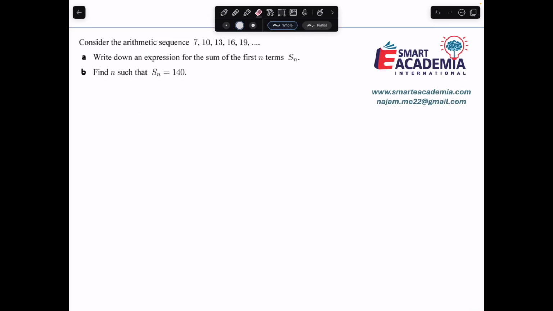Now consider another example. It says, consider the arithmetic sequence 7, 10, 13, 16, 19. Write down an expression for the sum of n terms, Sn. In this case, we want to find the general term. And as I told you, the only variable that should be in the general term is n, and everything else should be substituted. So we can use this formula, n over 2, 2u1 plus n minus 1 into d. All we need to find is my first term and my common difference.